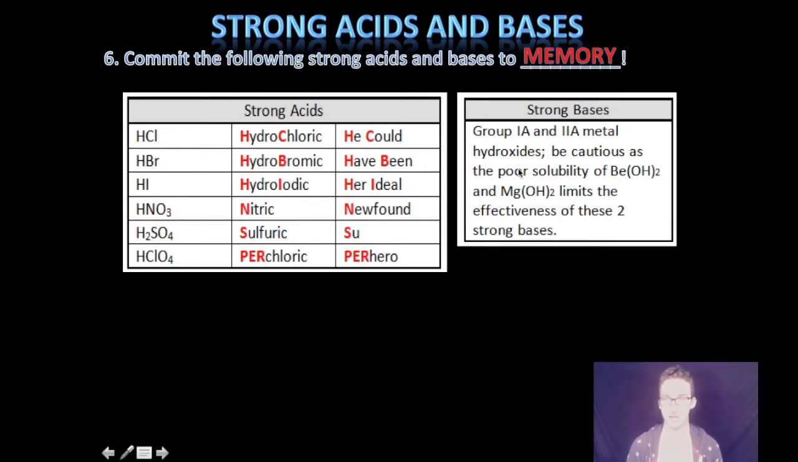Now, it's really important that you commit the strong acids and strong bases to memory. I provided you with a mnemonic device that I use to help remember the strong acids. "He could have been her ideal newfound superhero." Hydrochloric, hydrobromic, hydroiodic, nitric, sulfuric, perchloric are your strong acids. It's really important that you commit these to memory. Recognize that the strong bases are then any of your group 1 or group 2 metal hydroxides. Commit those to memory. You will really struggle on the test if you do not.